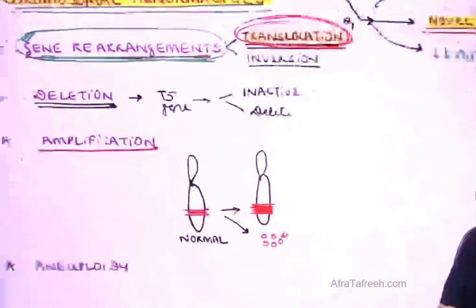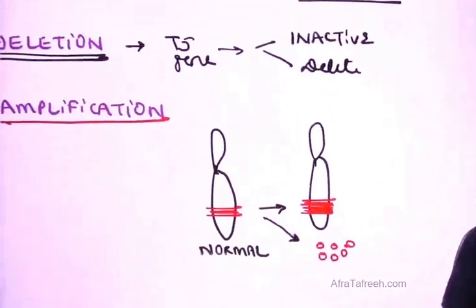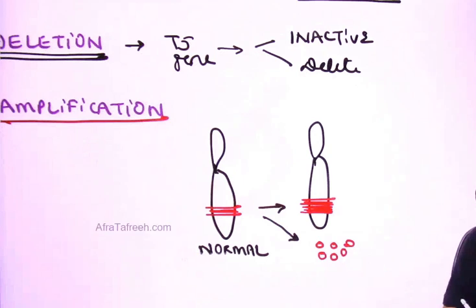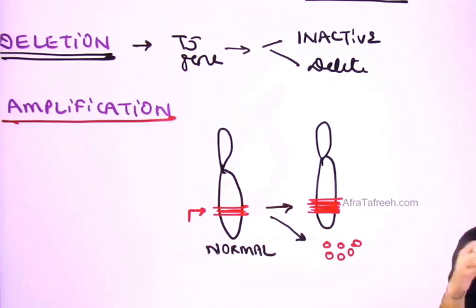Mechanism number 3 can be given the name of amplification, best understood with this diagram. If I'm talking about a normal chromosome, this is the presence of a gene that I want you to be familiar with. Suppose there is going to be amplification. Amplification means the number of copies of the gene is going to increase. It can stay on the chromosome.